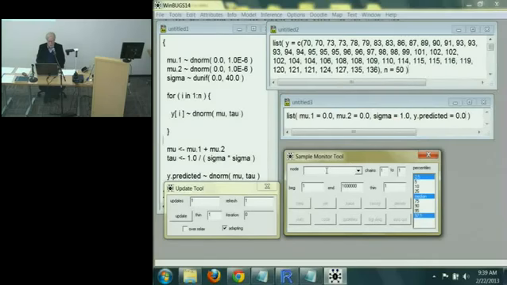So let's monitor everything we care about, mu.1 and mu.2 and sigma and tau and mu. Pardon? Okay. And y.predicted. What's your comment?